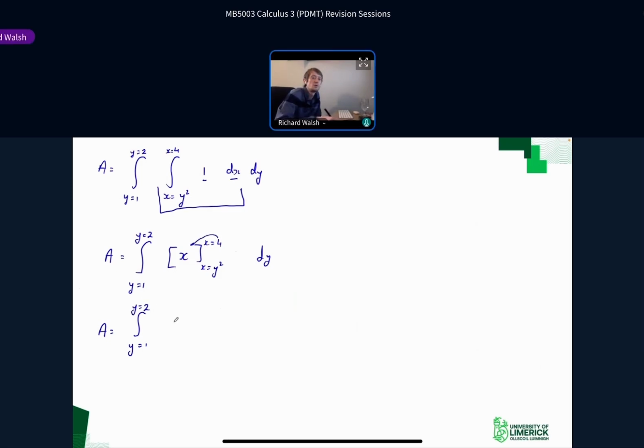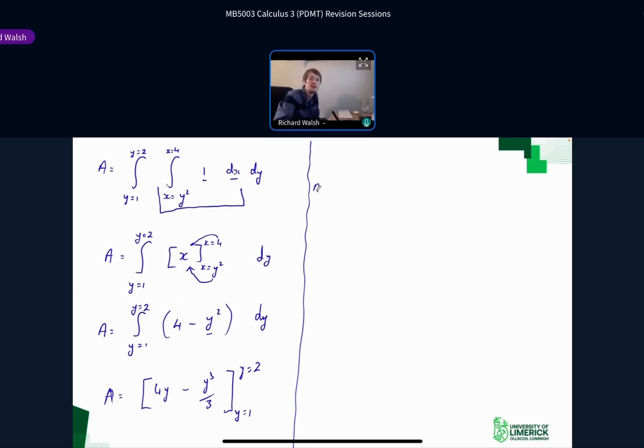So sub in my upper limit, which is 4, and it's going in for x, minus sub in my lower limit, which is y squared. So upper limit minus lower limit. So there are those two limits substituted in. Now I'm going to integrate with respect to y. So integrate 4 with respect to y, I just get 4y. Integrate y squared with respect to y, add 1 to the power, divide by the new power. And I have y limits of 2 and 1. So again, substitute in upper limit minus lower limit.